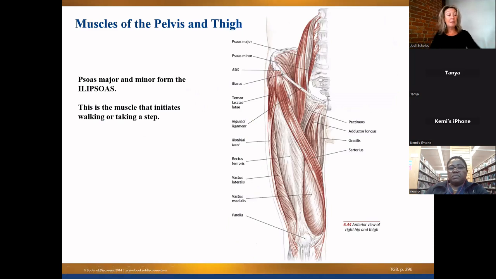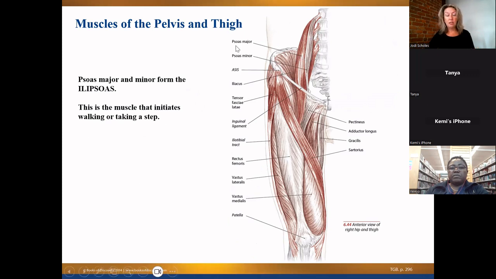All right, let's talk about the muscles of the pelvis and the thigh. So we've looked at the geography of the area. We've looked at the bones. We've looked at some of the bony landmarks. Let's take a look at the muscles. You don't need to know all of these muscles, but to know that they're part of the lower body would be good.